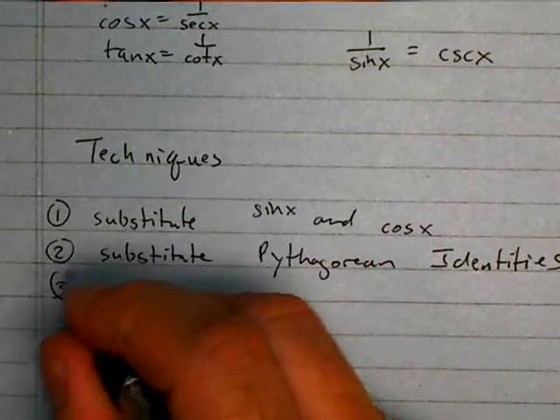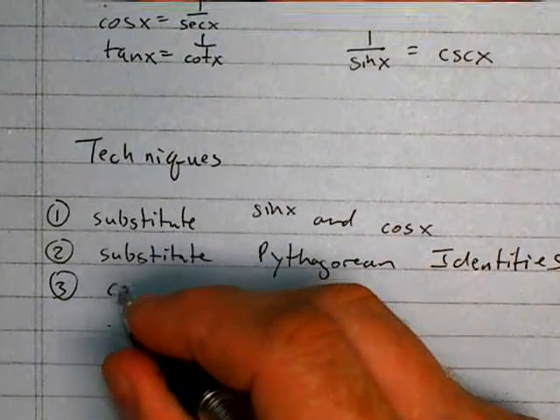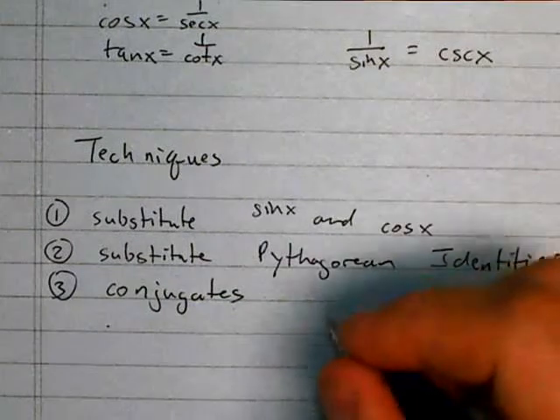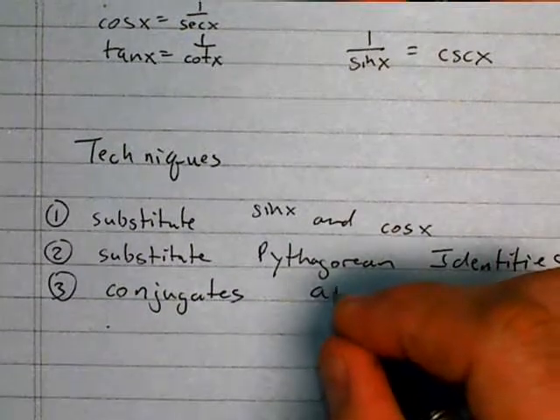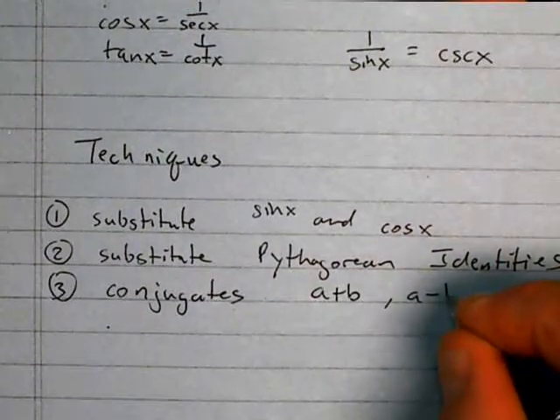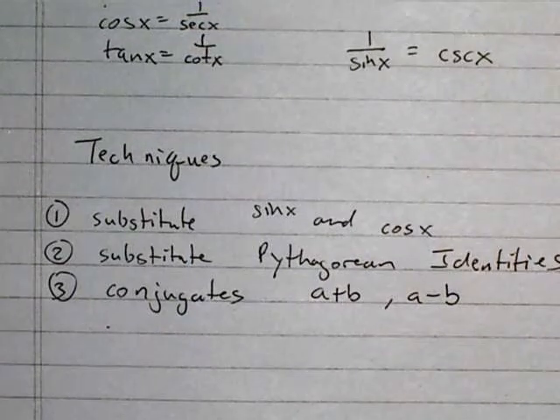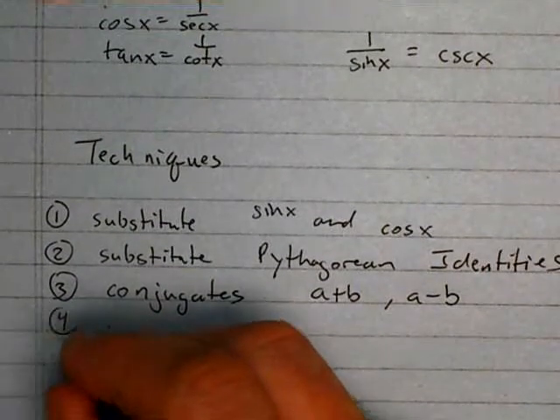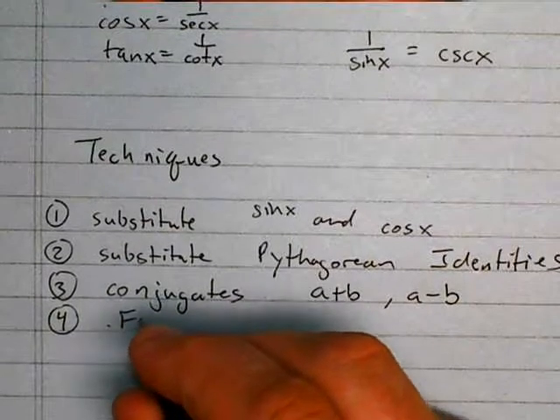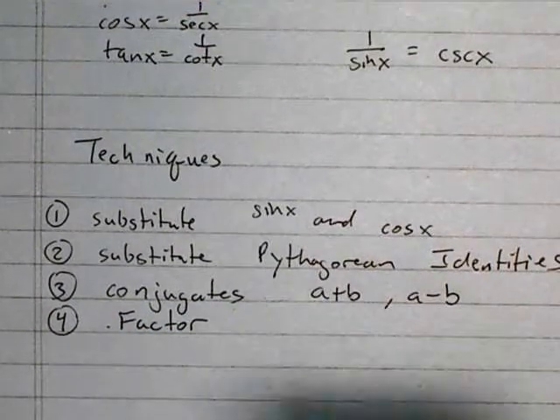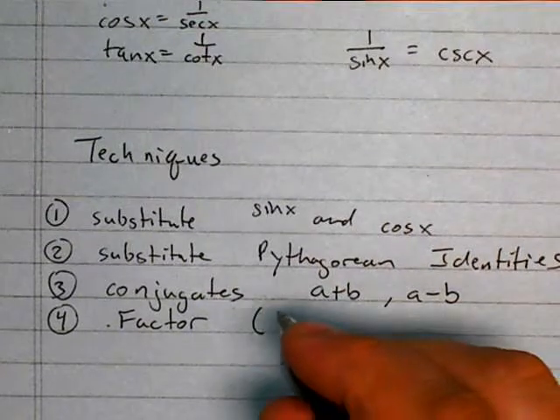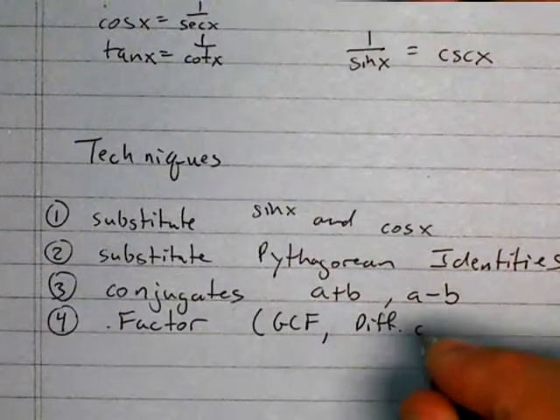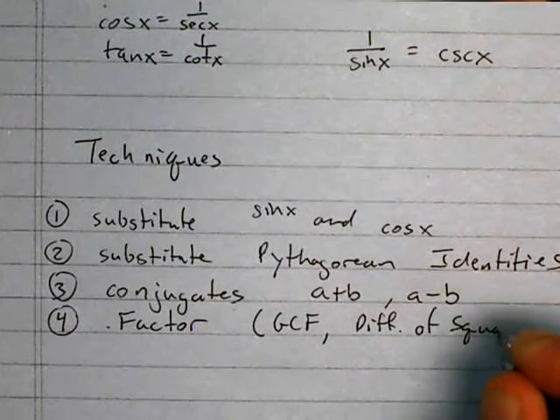Number 3, you can use conjugates. What is a conjugate? A plus B and A minus B. They're the same thing, but the second term has a plus or a minus. They switch signs. Number 4, you might have to factor some things. This includes GCF, difference of squares, etc.